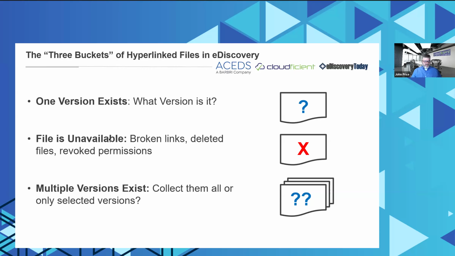That may be the as sent version, or it may just be the current version. Depends on the technology that you're using to either store that data or retrieve that data upon collection. If multiple versions do exist, then it comes down to a question of what do we collect? You know, there's a potential of collecting or over collecting.